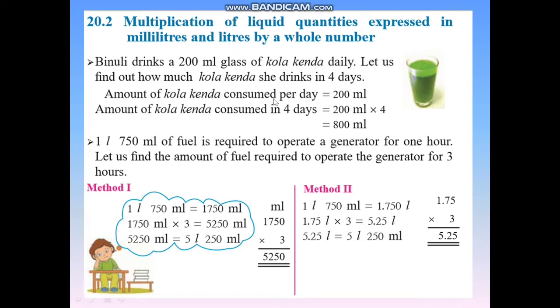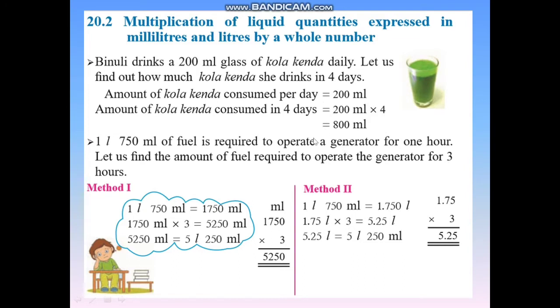Now let's see this example. Binuli drinks a 200 milliliters glass of colacanda daily. Now we have to find how many milliliters she drinks in 4 days. That means we have to multiply this 200 milliliters by 4. Simply we get the idea. Amount of colacanda consumed per day is 200 milliliters. So amount consumed in 4 days should obviously be 200 milliliters times 4, 800 milliliters.